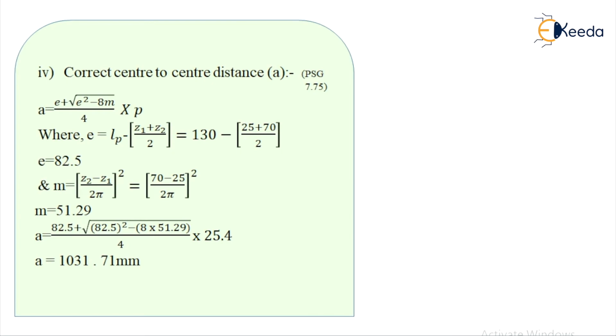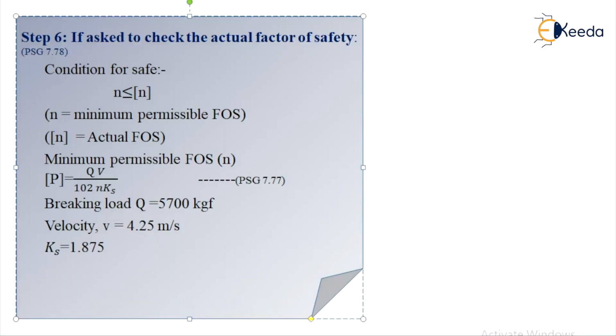And the value of M is [(Z2 minus Z1) divided by 2 pi] whole bracket square. That gives me the value of M as 51.29. Therefore, if I substitute all the values in the above formula of A, I get the answer for A as 1031.71 mm. If in the numerical it is asked to check the actual factor of safety, then the condition is that the permissible factor of safety should be less than or equal to the actual factor of safety. So let's first calculate the minimum permissible factor of safety, that is N.